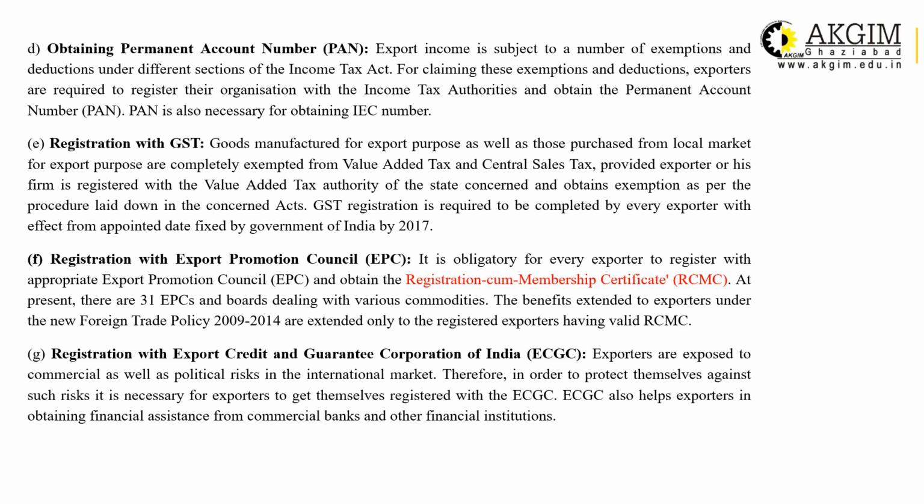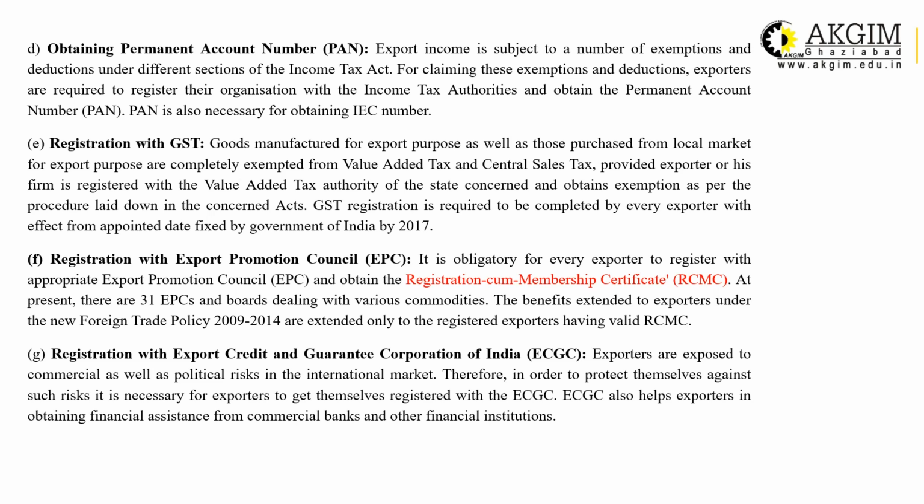At present, there are 31 EPCs and boards dealing with the various commodities. The benefits are extended to the exporter under the foreign trade policy. Basically, this is the older one; presently, Foreign Trade Policy 2015-20 is in force. That means if you want to take the benefit of the foreign trade policy, then you must be registered with an EPC and you must have a valid RCMC certificate.